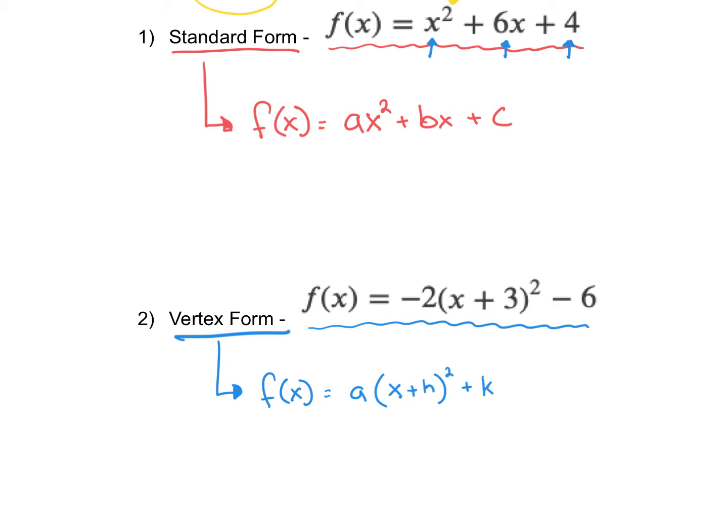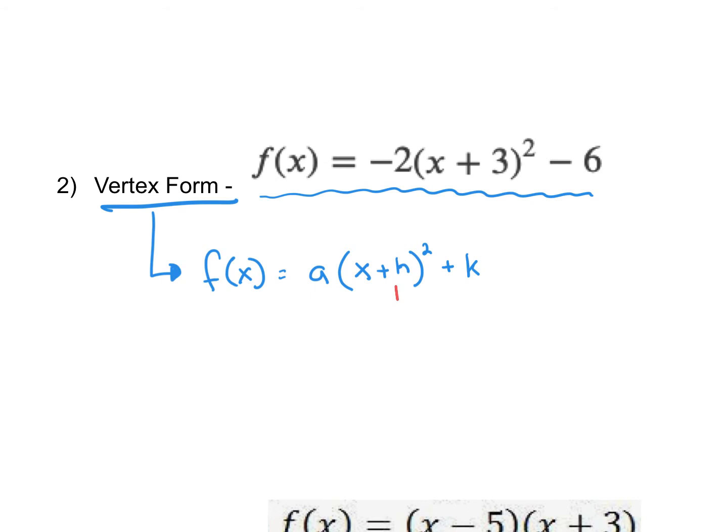Now here's the beauty of the vertex form: right in here and right out here, you can see the vertex. So how you read this is, this is the x value of the vertex, but remember it's always opposite of what you see there. And then out here, this is going to be the y value of the vertex, and it's exactly what you see out there. So let me use this as an example. The vertex for this graph is -3, -6. The x value is opposite of what you see in the parentheses and exactly what you see on the outside. Okay, that's the beauty of the vertex form. We get to see the vertex and use the vertex.